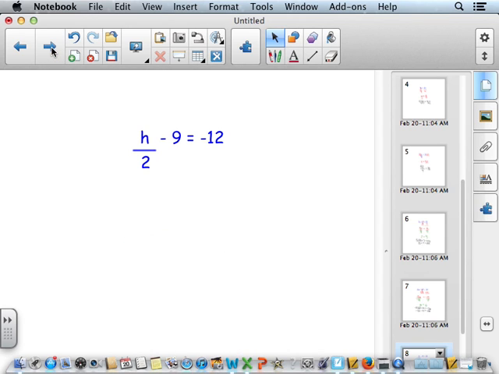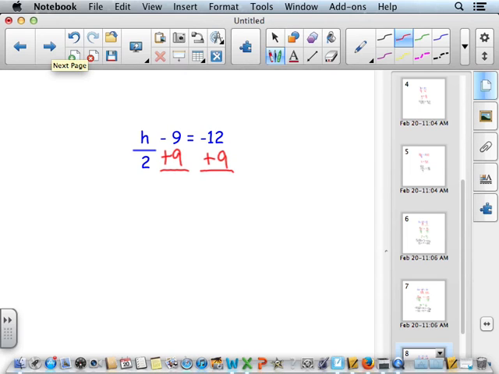Here, I have another two-step equation. This time, I have operations of division and subtraction. I'm going to isolate my variable term, which is h divided by 2, and I'm going to isolate that by adding 9 to each side of my equation.